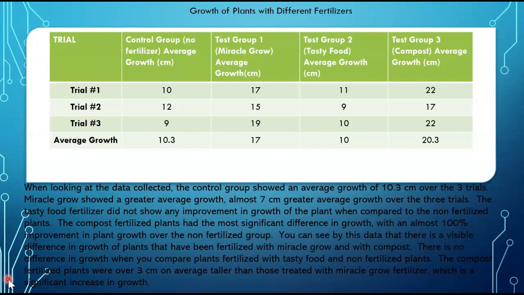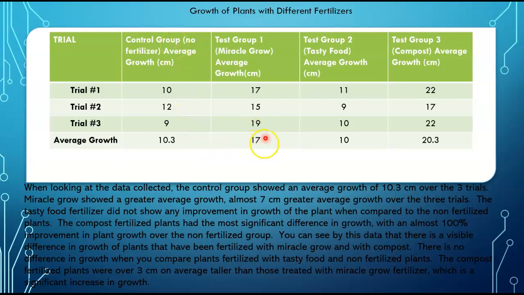So I'm going to do a data analysis of our data chart. And if you notice, I added another row. What I did was I took the average growth over the 3 trials, so I only have to refer to one number when I'm analyzing the data. If I take all 3 of these numbers and add them together and then divide by 3, I get the average growth for the control group.